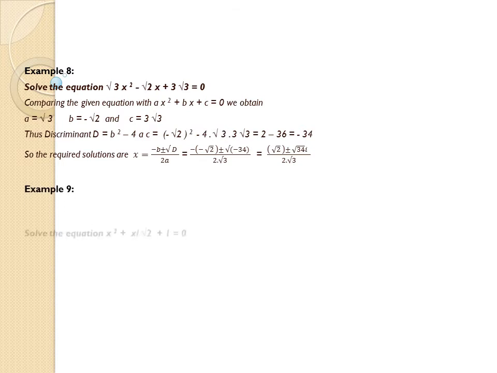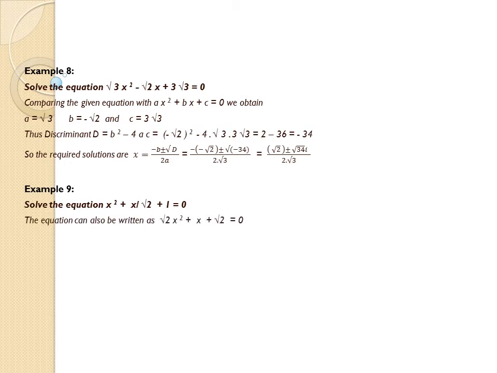Next example: solve the equation x square plus x by root 2 plus 1 equal to 0. We'll do it in the same way. Here the coefficient of x is 1 by root 2, that is b equal to 1 by root 2. So I can write the equation in another way by taking root 2 as the LCM of the denominator: root 2 x square plus x plus root 2 equal to 0.